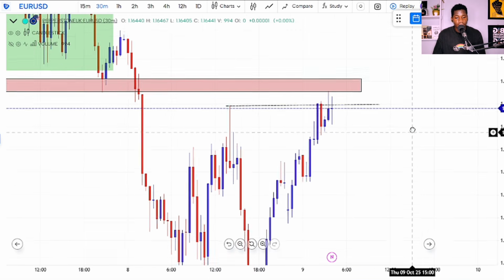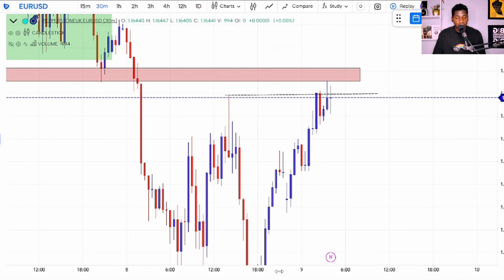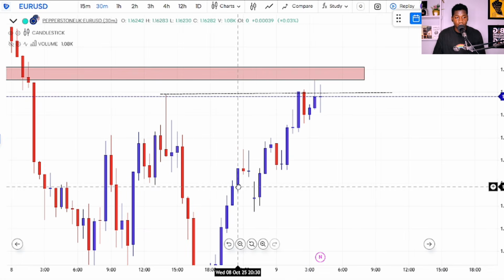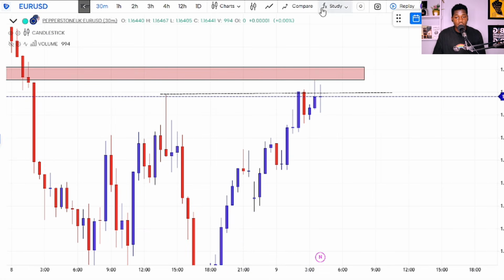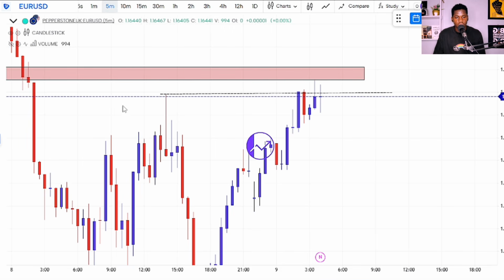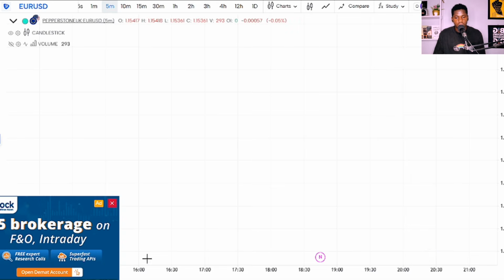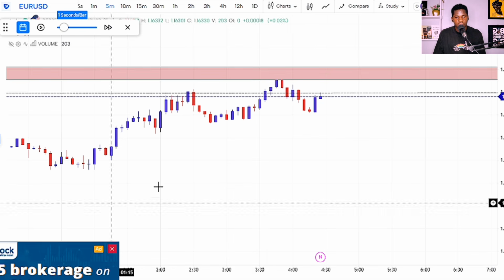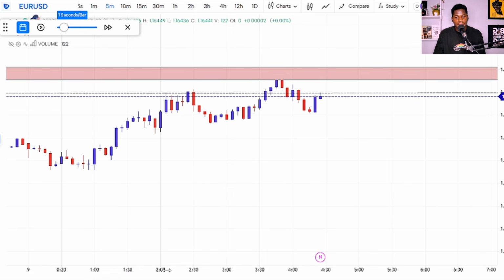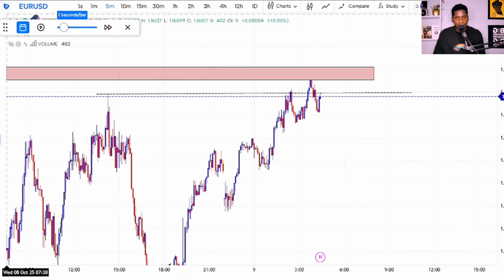So at this point, I just need my entry confirmation. No need to push price forward. So at this point, I normally go to the 5 minutes time frame. My entry confirmation is on the 5 minute time frame, guys. So let's go to the 5 minute time frame. All right, guys, we are in the 5 minutes time frame.